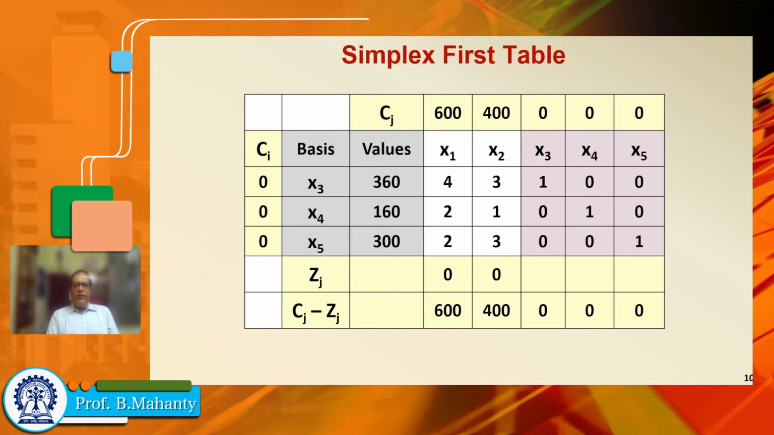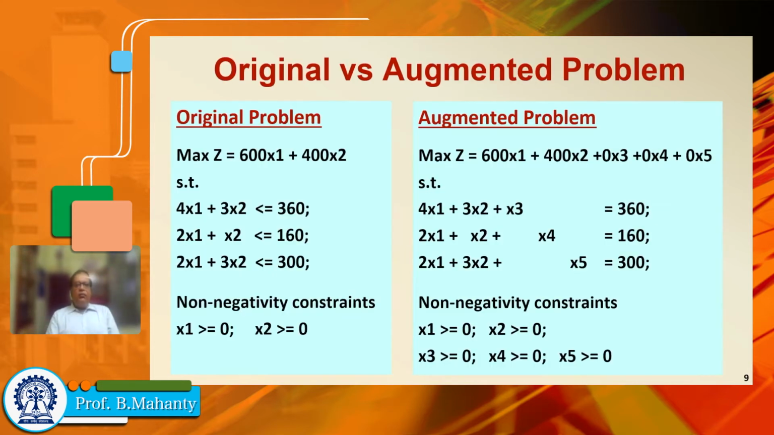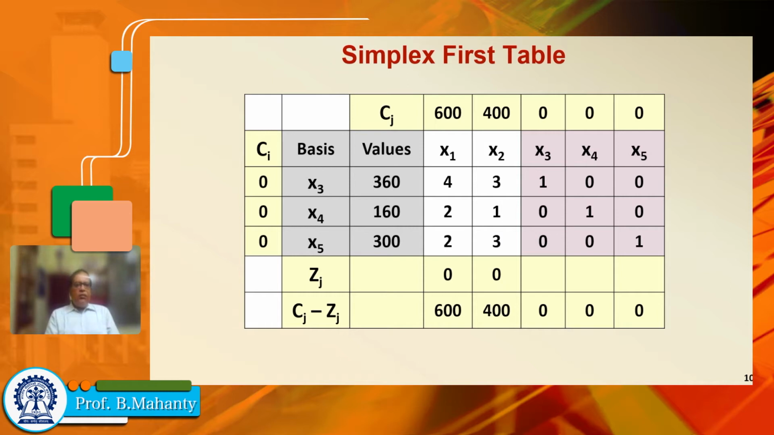So look, this is our simplex first table. So how is this simplex first table obtained? If you look at the original problem and the augmented problem, these x3, x4, x5 are in the basis, x1, x2 are the non-basic variables, and 360, 160, and 300 are the values, and the 600, 400, 0, 0, 0 are our profit function coefficients. Right. So you see, this is what exactly is done in the simplex first table.